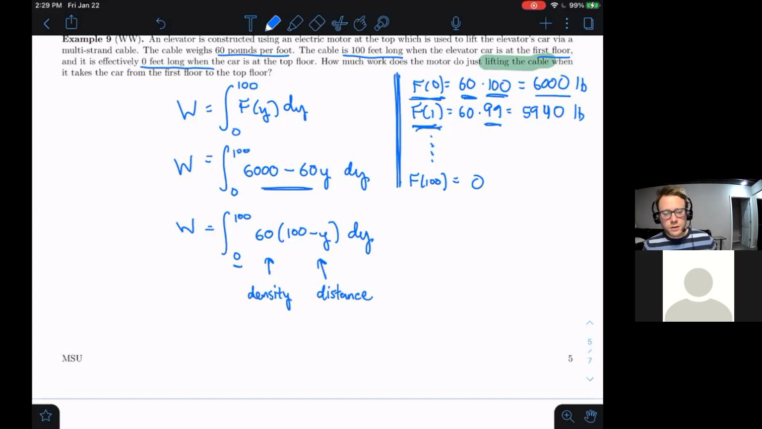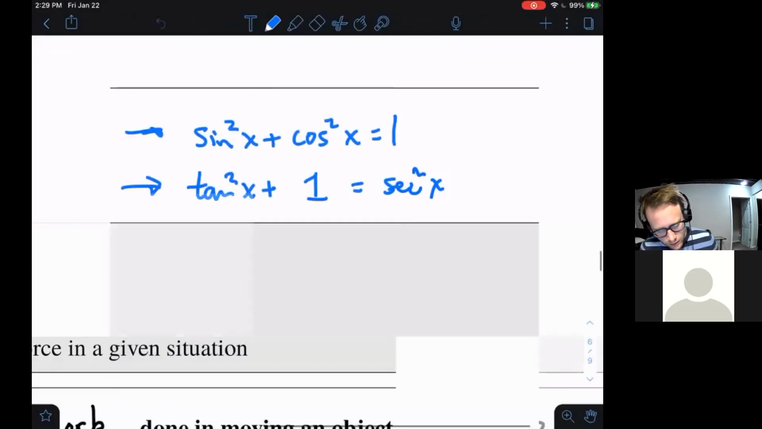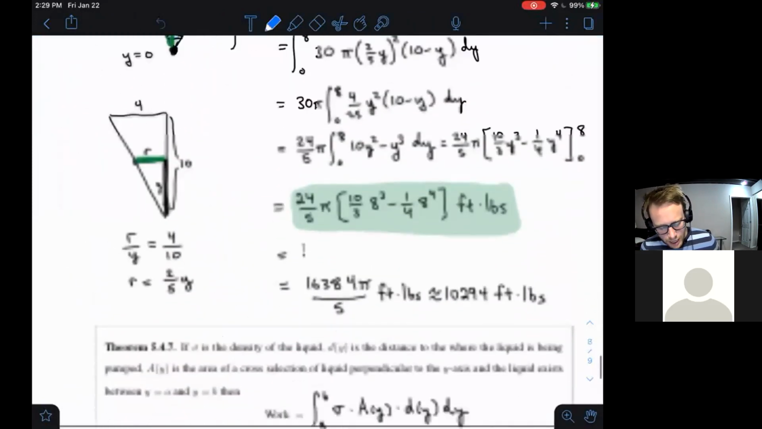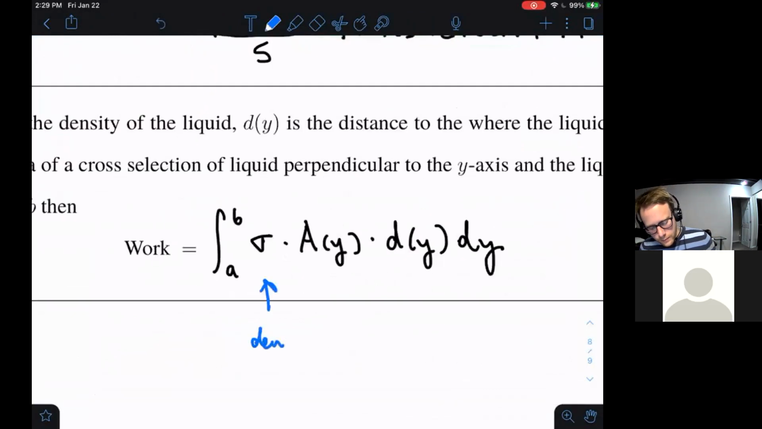This should, of course, look very, very similar to this, right? If I go back to our chapter 5 filled-in notes, you guys already know this formula for the pumping problems. This was density. And this is not linear density, right? This was something like newtons per cubic meter. And this right here is distance.